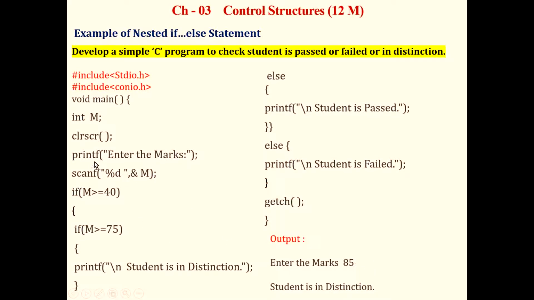First, 85 is stored in m. Is m greater than or equal to 40? The value of m is 85, and 85 is greater than 40. The first condition is true. Then it checks the second condition: 85 is greater than or equal to 75. So the second condition is also true. Both conditions are true, so it displays the message student is in distinction. So this is a simple program, an example of the nested if else statement.